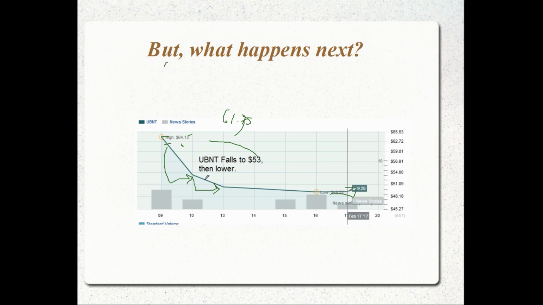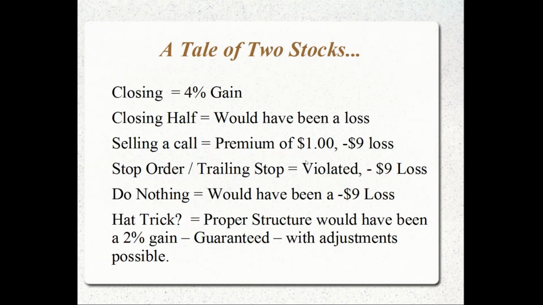What if you sold that 65 call for 80 cents? Well, you'd reduce your cost basis down to 60, but now your stock's at 53. Okay, so we call this sort of the tale of two stocks. We saw the outcomes on AEIS, but on UBNT with a similar situation, if you closed, you would have taken a 4% gain.